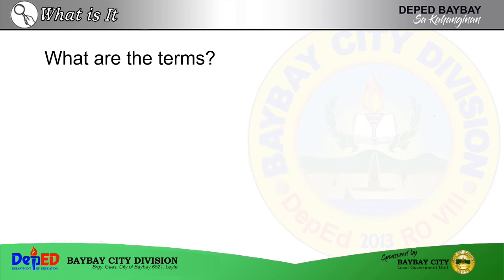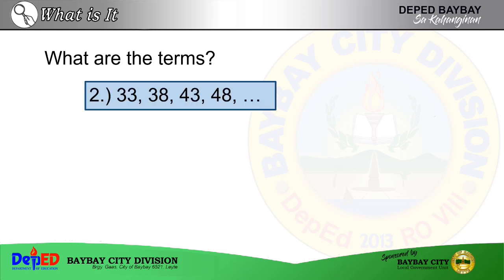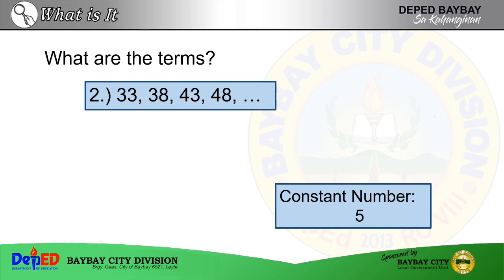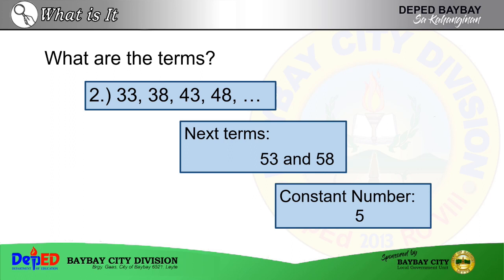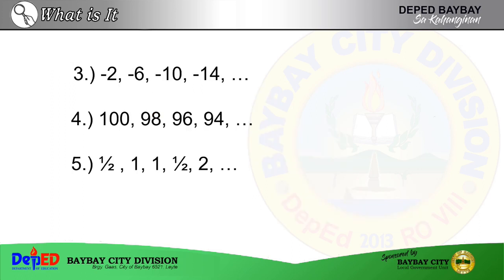What are the terms for sequence number 2? 33, 38, 43, 48. In item 2, 5 is added to the preceding term to get the next term. While in items 3, 4, and 5, the numbers -4, -2, and 1/2 are added to the preceding term respectively to get the next terms. How did you get those terms?